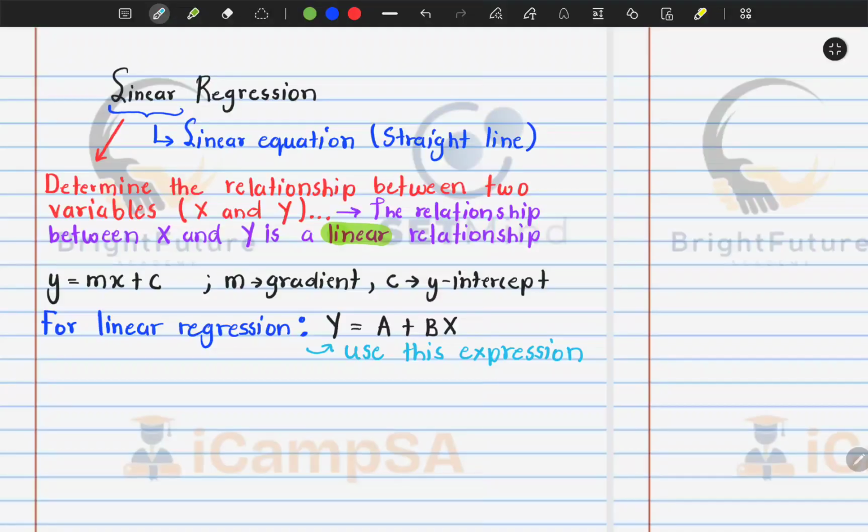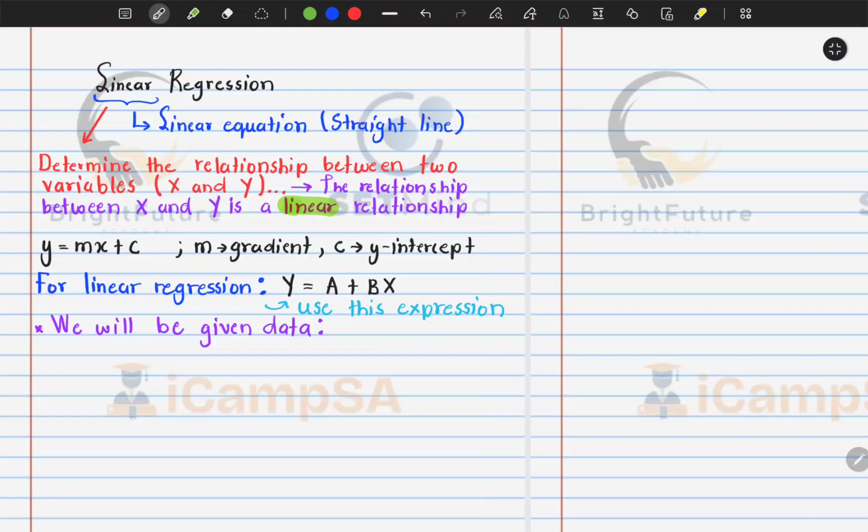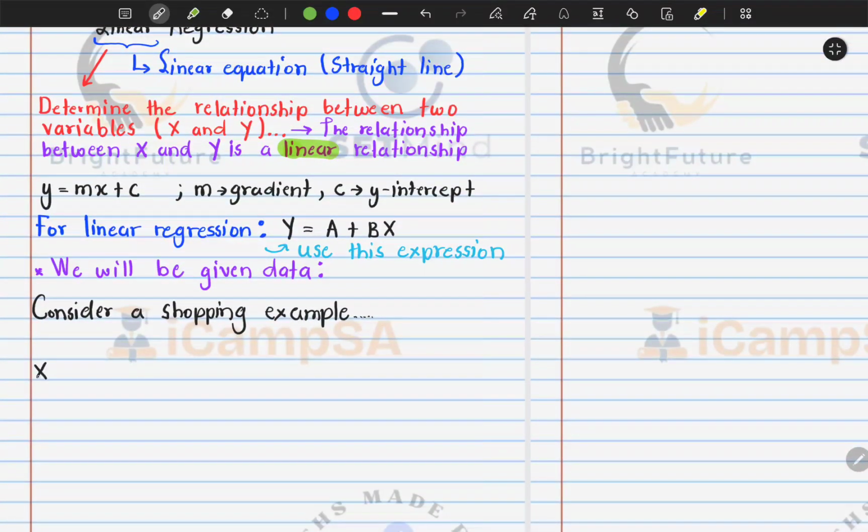Essentially what we will be doing with this expression is taking data and fitting the data into this expression. For the most part of our problems, we will be given data. In order for us to understand what kind of data we'll be looking at, let's consider a shopping example. In this shopping example, x is the number of items that a person is picking up, and y is the time in seconds taken to pick up a certain number of items.